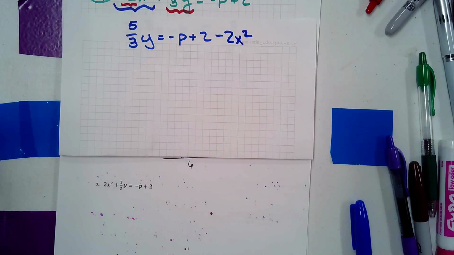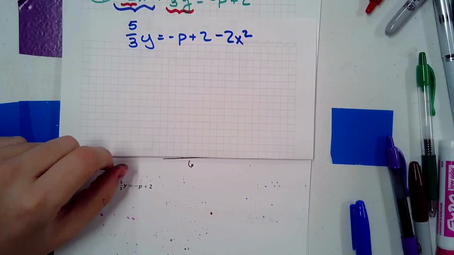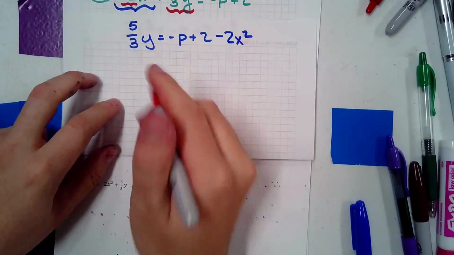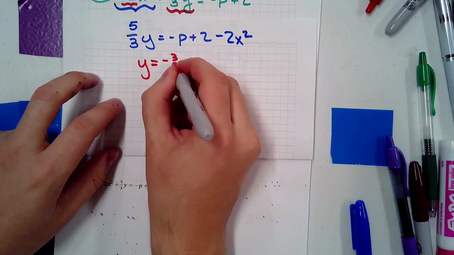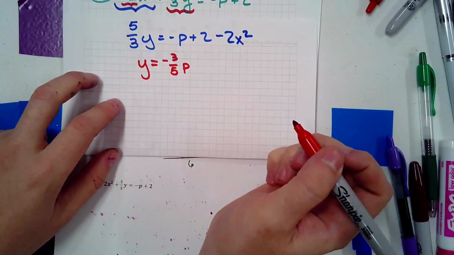Now instead of dividing by 5/3, because that's divorce, right? Let's multiply by the reciprocal. What is the reciprocal of 5/3? Just say it. 3/5. So everything, every term is going to get multiplied by 3/5. So we get y equals -1 times 3/5 is -3/5 p.